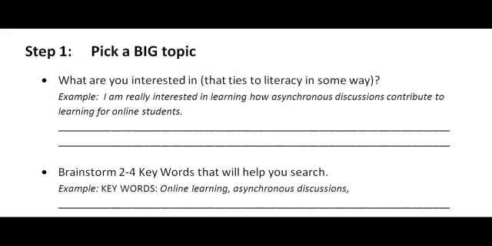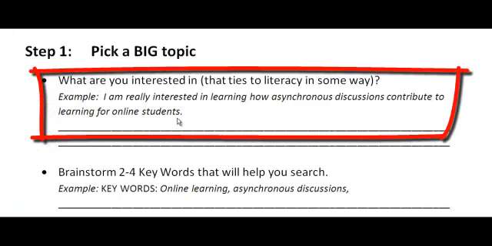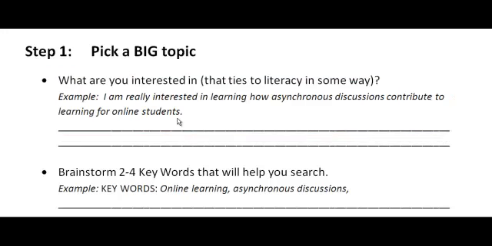The very first thing you're going to do when you're starting a literacy research search is that you just want to have a big topic that you're interested in. For example, the thing I'm interested in is how discussion boards or asynchronous discussions can contribute to learning for online students. So that's generally what I'm interested in.